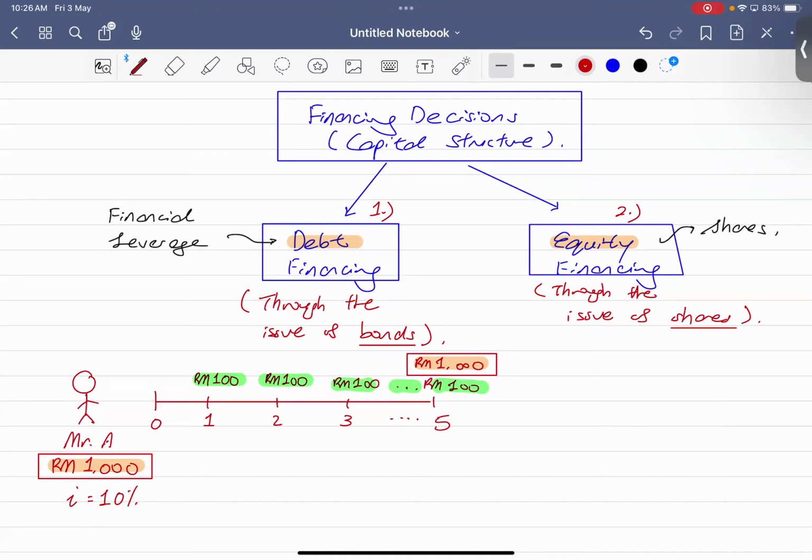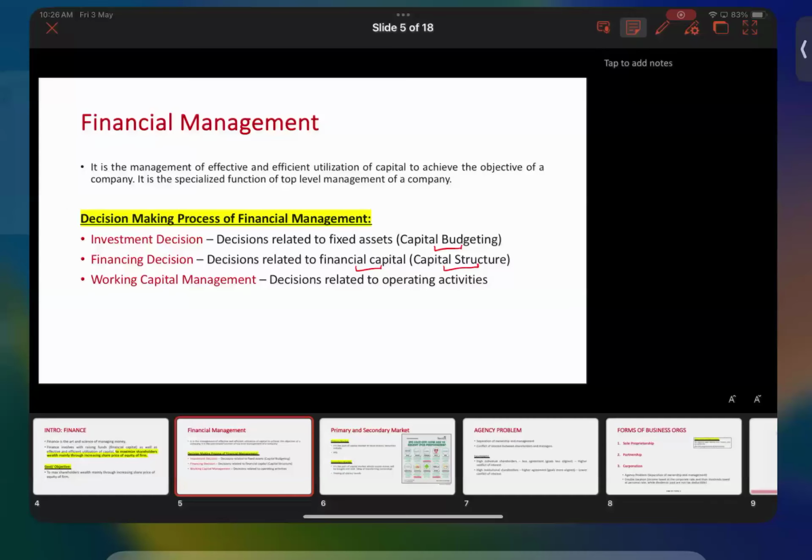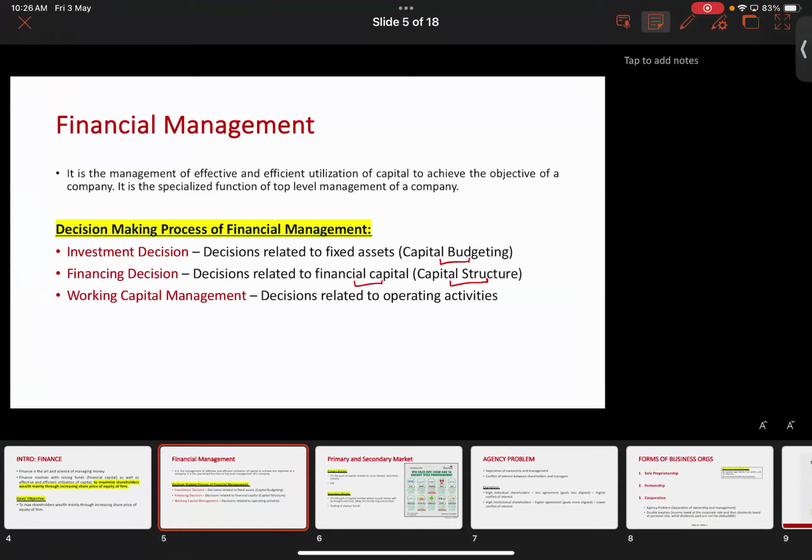Okay, continue. Now, the third decision is called working capital management. Working capital management refers to the decisions related to the operating activities, the primary operations of your business, the day-to-day operating expenses. For example, you have to pay for your rental, electricity, suppliers, all these are under working capital management. So whenever the managers of the company are working on decisions about payment to the suppliers, payment to the rental, these are what we call working capital management.